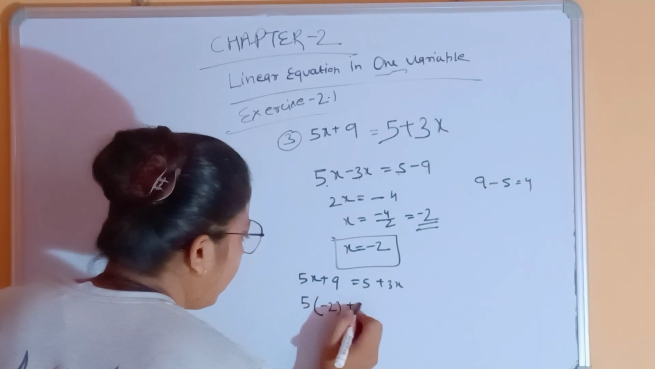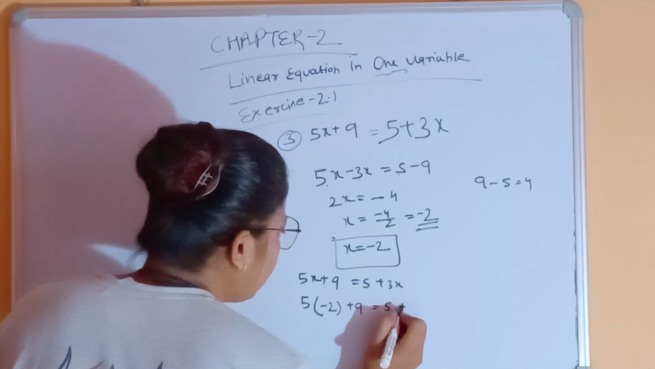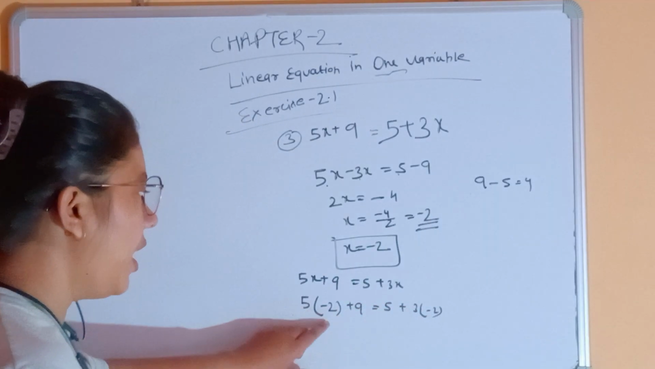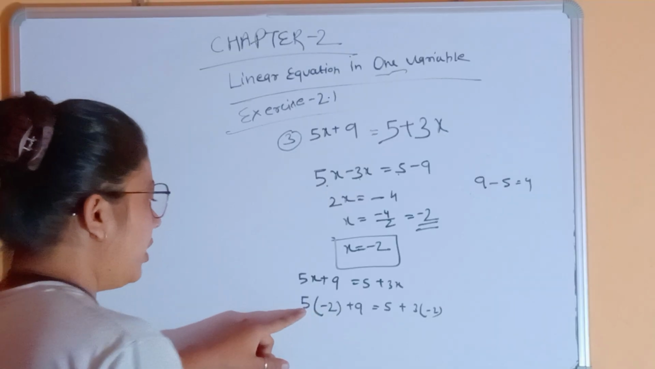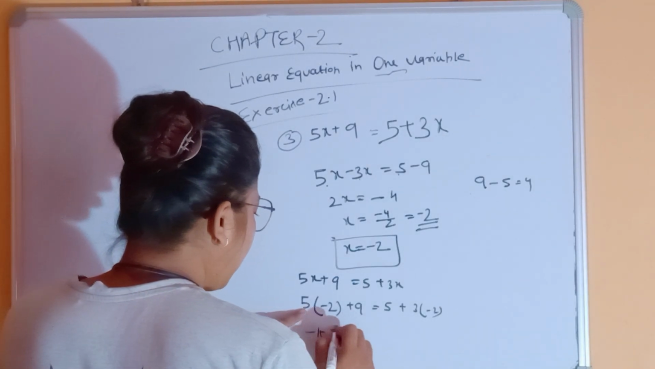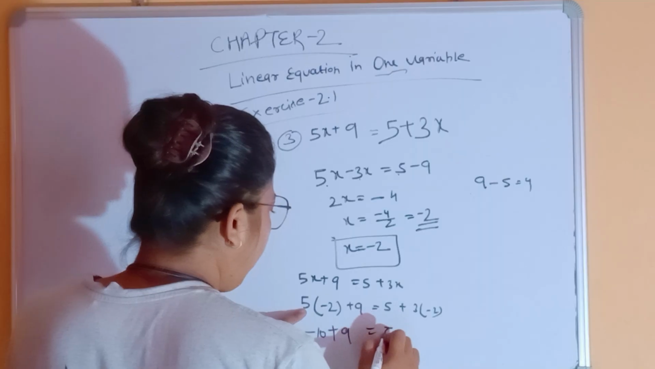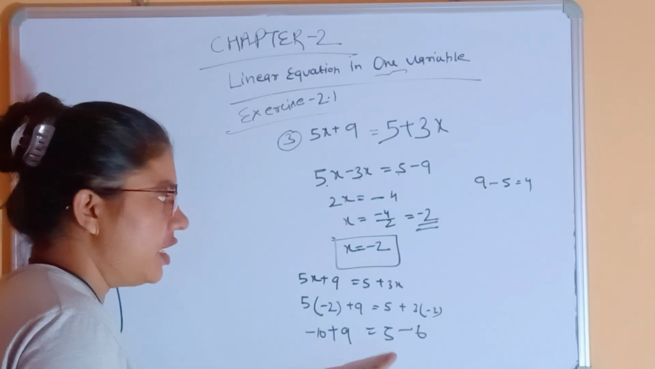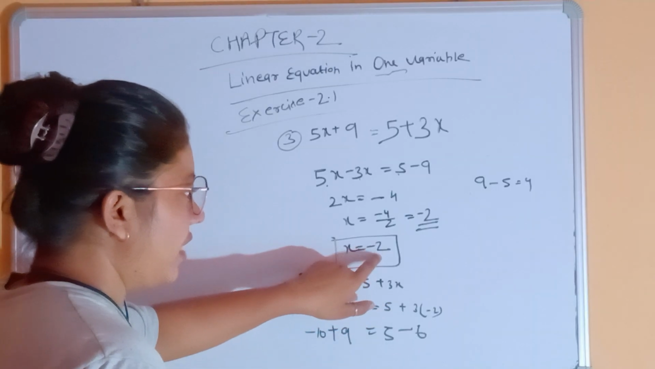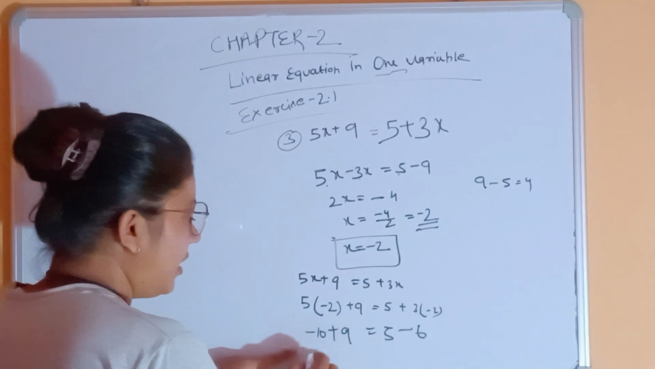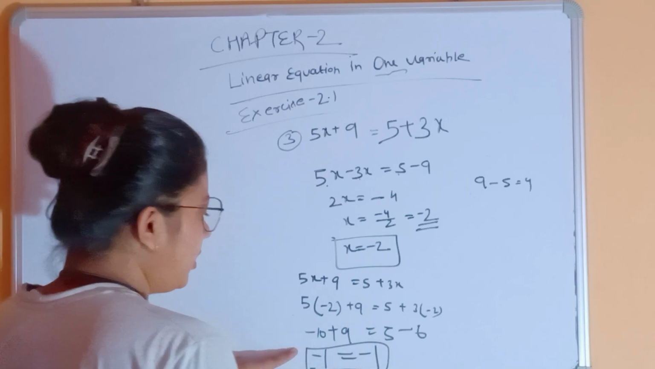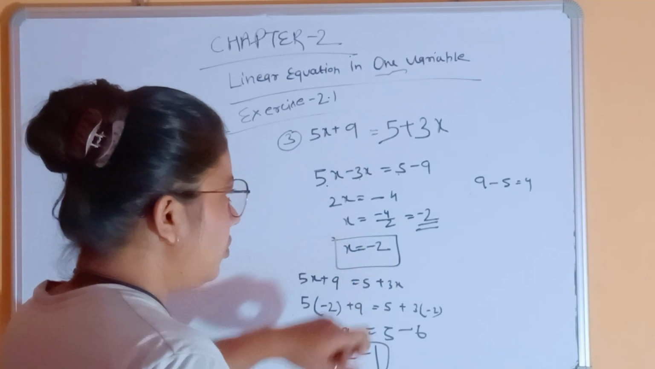Okay, 5 plus 3 into minus 2. So if we multiply minus 2 by 5, that is minus 10 plus 9. Here 5 minus 6. If LHS is equal to RHS, then my value of x is true. Then minus 10 plus 9 is equal to minus 1, and minus 1. Here LHS is equal to RHS. So x is equal to minus 2 is true here.